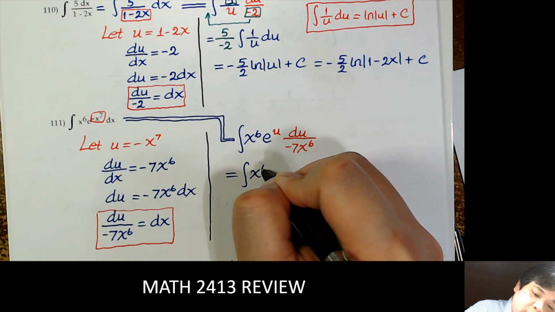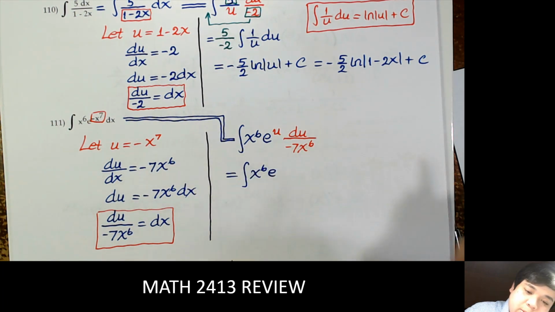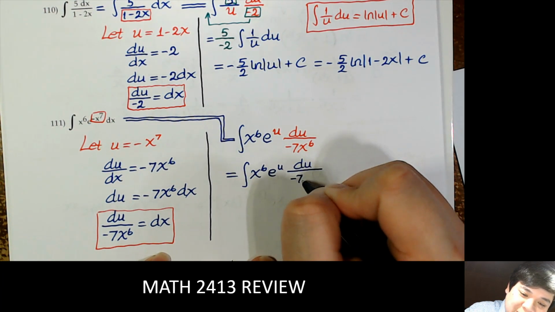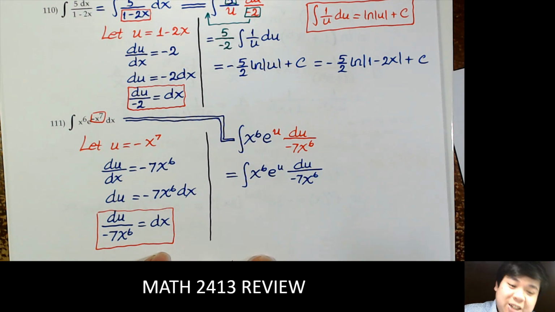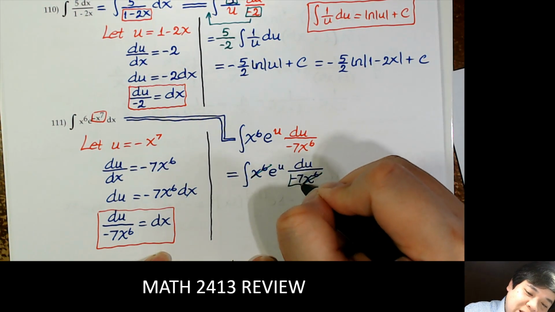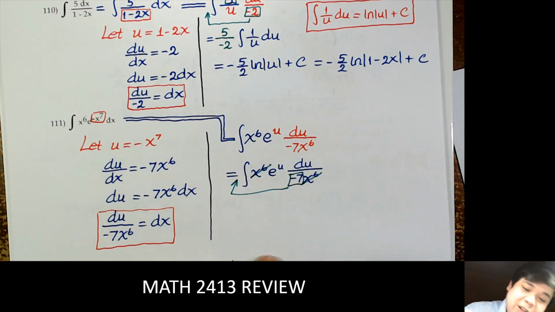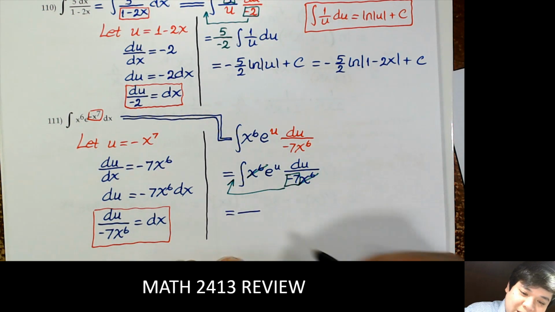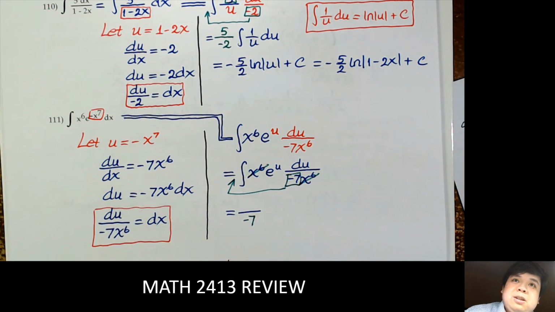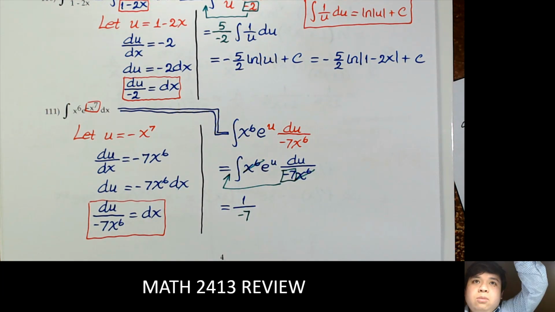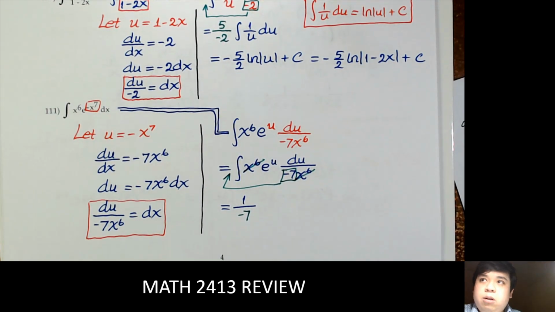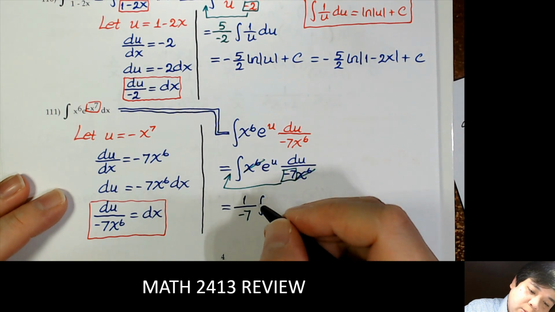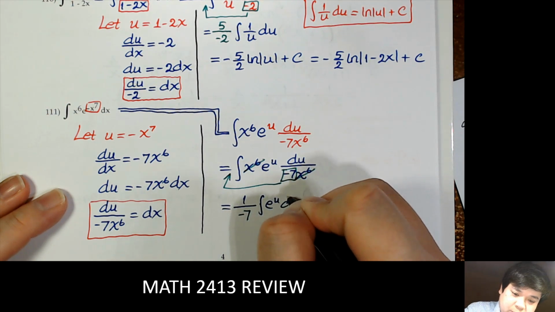So we have x to the 6. We've done a bunch of this problem and still didn't get the routine done. The x to the 6 cancel out, negative 7 take it outside, negative 7 will be at the bottom, 1 on top. That is equal to the integral of e to the u du.